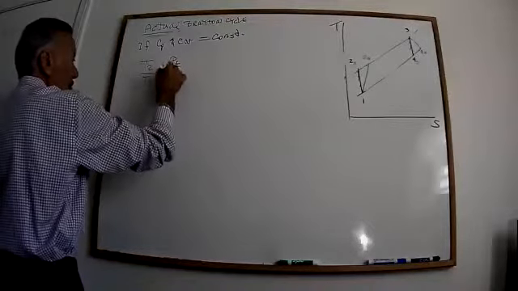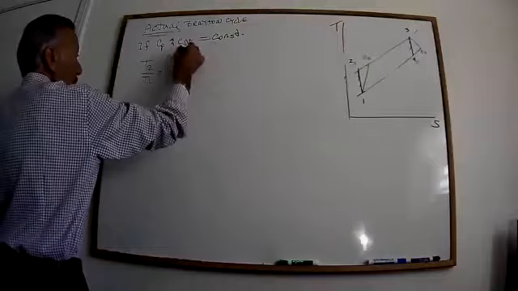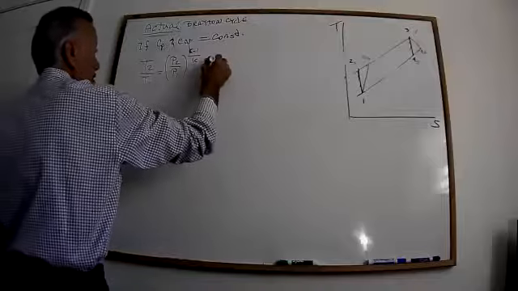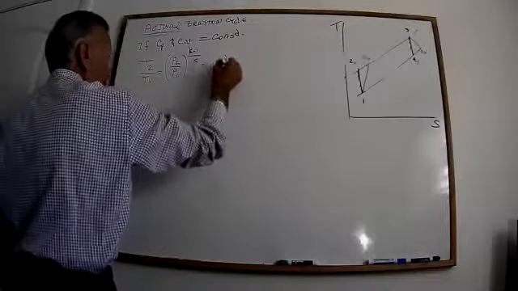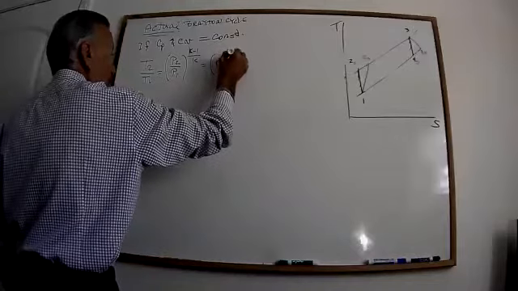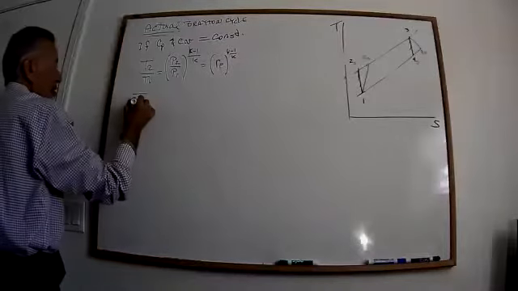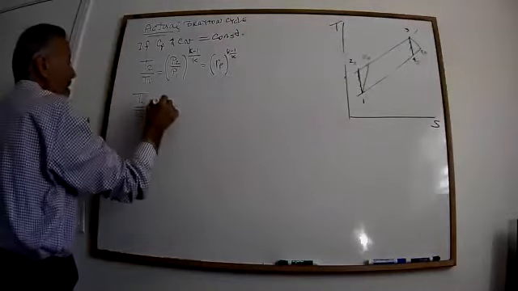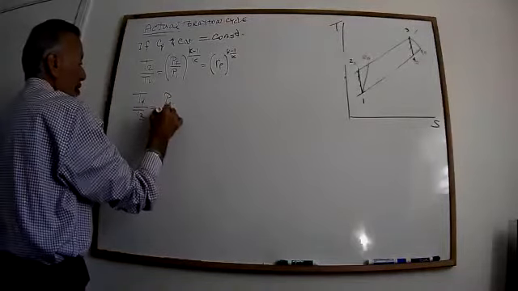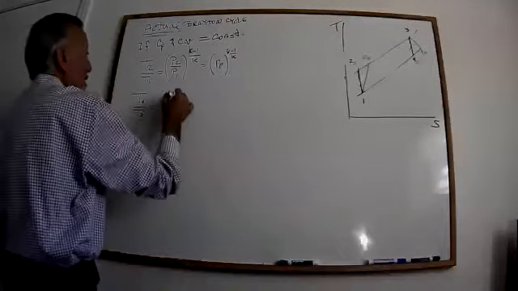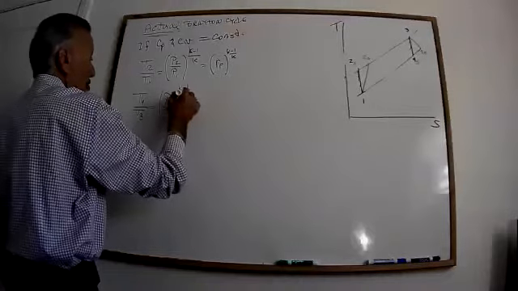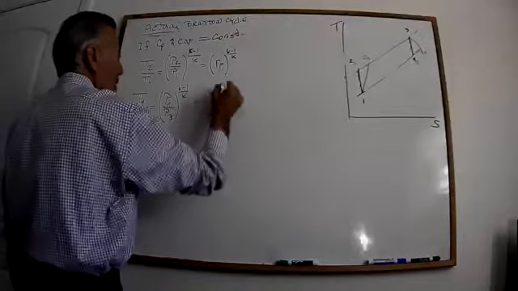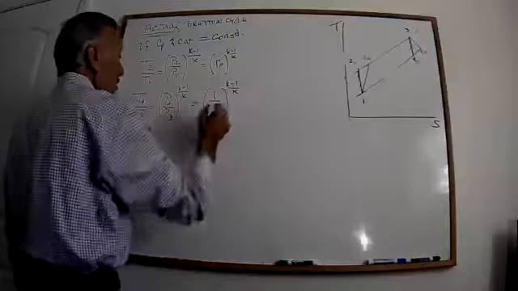That's T2 over T1 equals P2 over P1 to the power of (k minus 1) over k, which is equal to r_p to the power of (k minus 1) over k. Similarly, for the other isentropic process, T4 over T3 is equal to P4 over P3 to the power of (k minus 1) over k, which will give us 1 over r_p to the power of (k minus 1) over k.